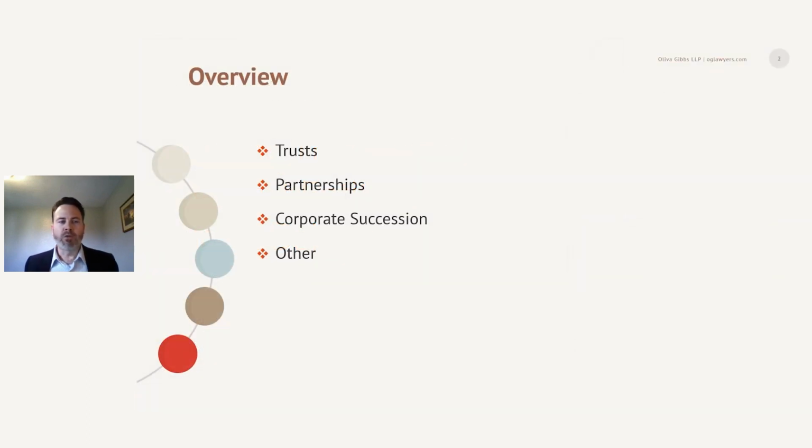So a quick overview of what we'll be discussing today. The main topics we will look at are trusts, partnerships, and corporate succession. Additionally, we will touch upon interests that are subject to bankruptcy, ownership by minors, and unlocatable mineral owners. We'll look at examples and take sort of a nuts and bolts approach.